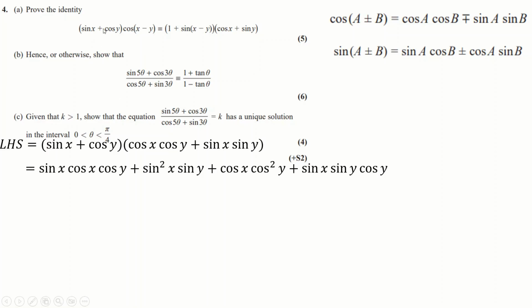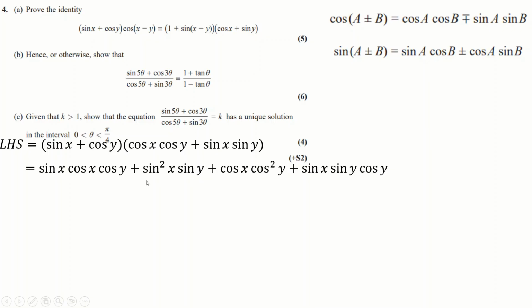I'm just expanding out, I think. I've replaced cos x minus y with this. The minus turns into a plus, so it's that. Then I just expanded, because I couldn't think of anything else to do. And now I'm trying to get this back again, this sine compound.